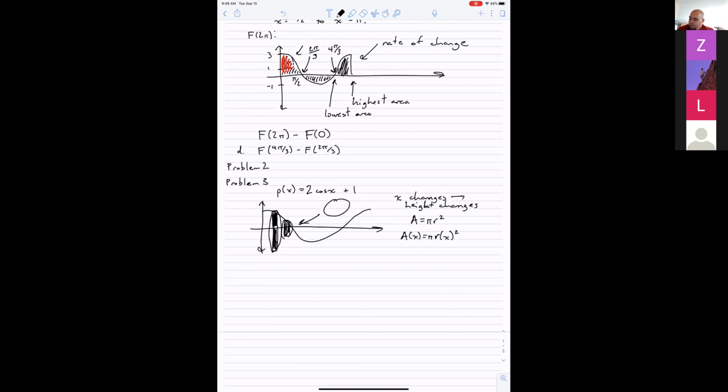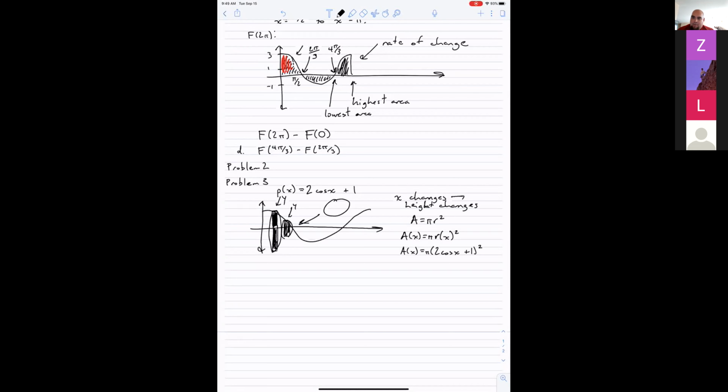Our radius is actually pretty nice. Our radius is just the y value. Both of these cylinders I drew here, these discs, that's a y value, that's a y value. That's going to be true no matter where I am on this curve. So the area is going to be pi times (2 cosine x plus 1) squared.